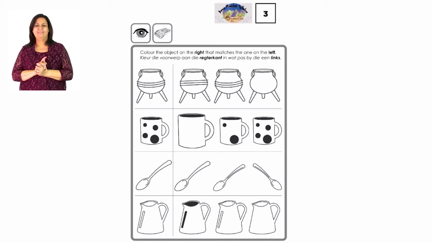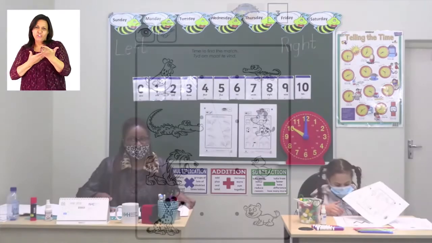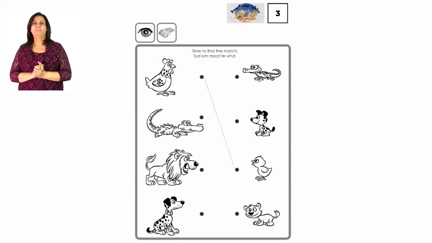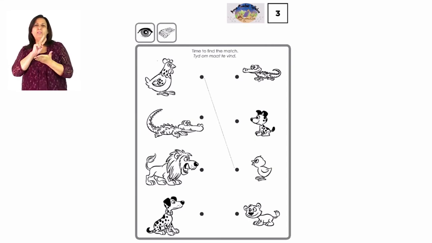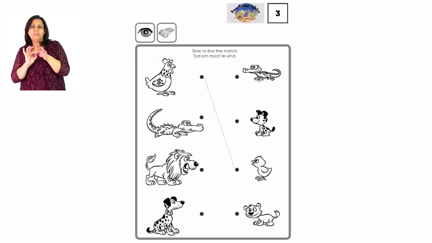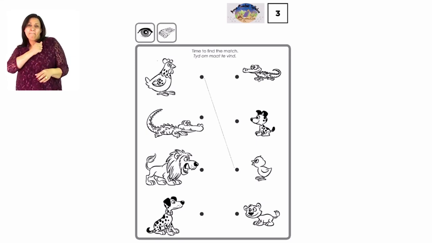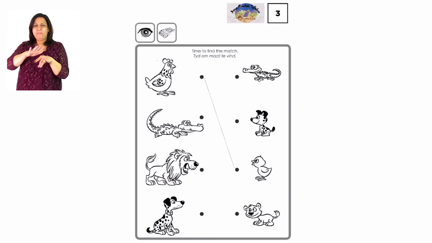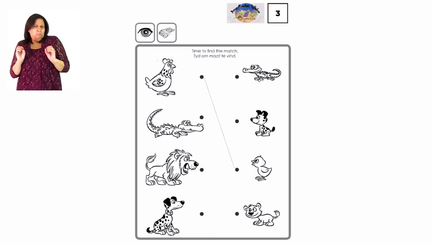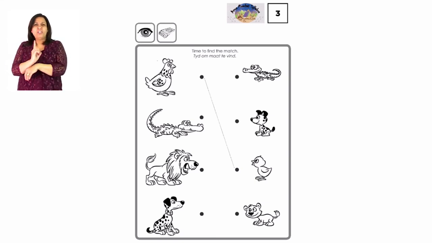Let's turn to page 18. On page 18, it says, time to find the match. There are some mother animals who lost their babies. The first mother is the mother hen, and her name is Helen the hen. Helen has lost her chick.